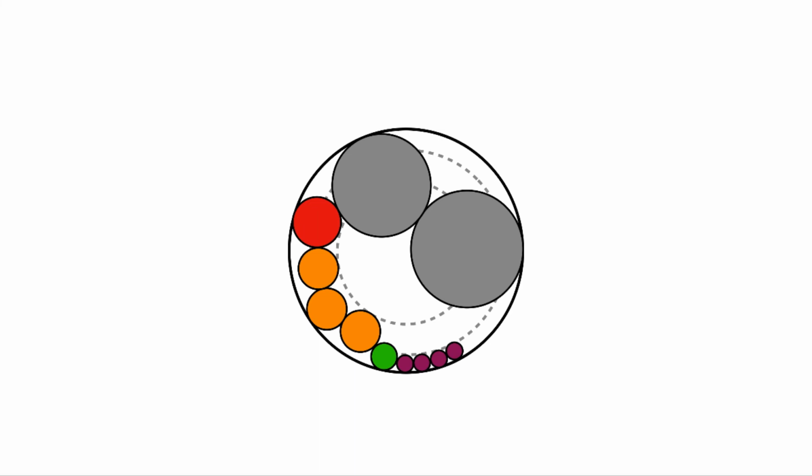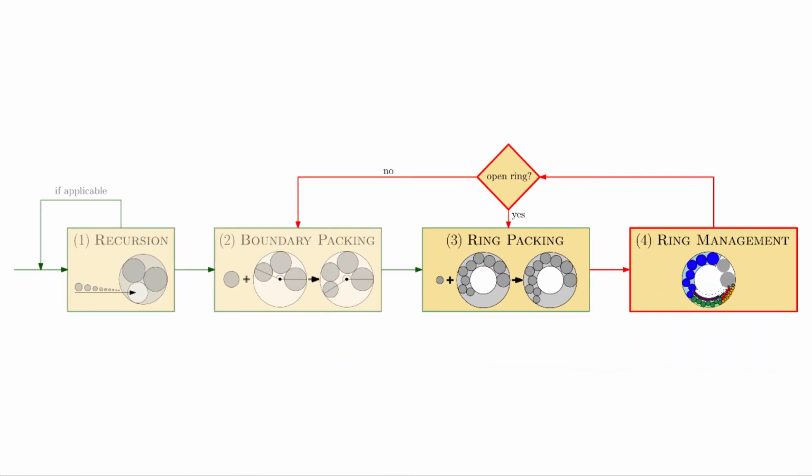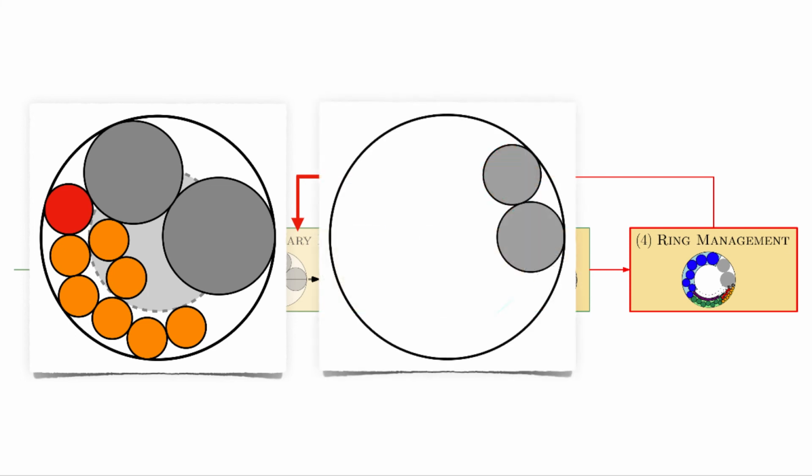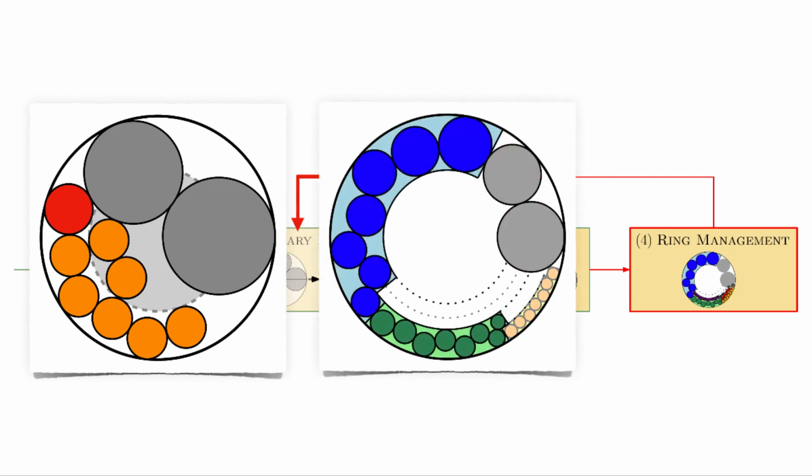The final subroutine is ring management. When ring packing stops because of a small violet disk, this disk opens a new ring, highlighted in light gray. The remaining part of the previous ring is also kept as an open ring, highlighted in light gray. If there still is an open ring, we apply ring packing to the open ring with the largest radius. If there is no open ring left, we go back to boundary packing on the indicated light gray area. This leads to a packing pattern in concentric rings, as shown here.